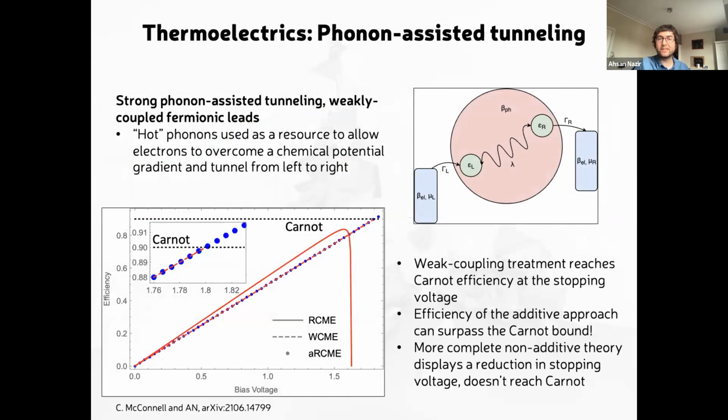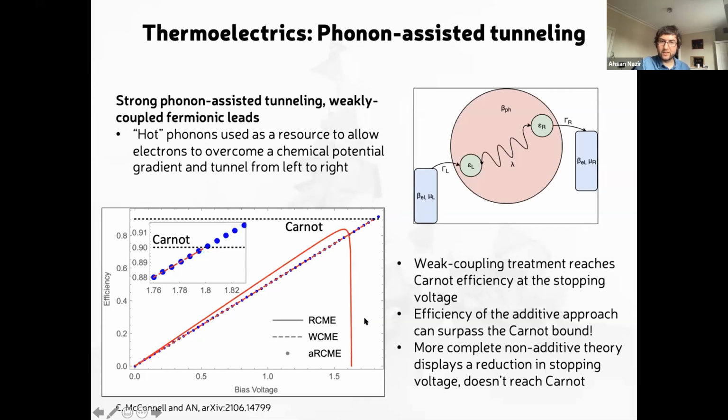We can also look at the opposite situation where we have a thermal gradient between the leads and the vibrations. So here the system is acting as a thermoelectric. So we've got hot phonons that are a resource to allow electrons. Sorry, I said no bias before. I didn't mean that. I meant a kind of reverse bias where there's a bias from left to right. So the hot phonons are a resource that allow electrons to overcome that chemical potential gradient and tunnel from left to right. And so this is a thermoelectric regime.